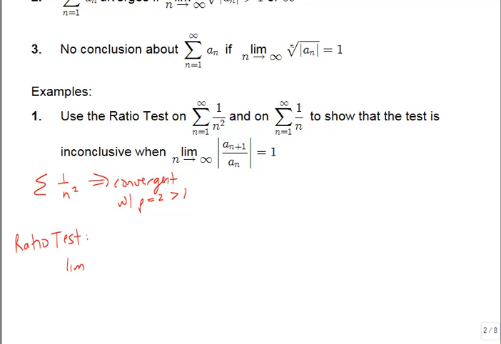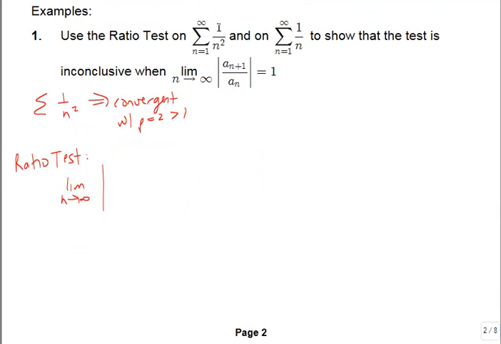By the ratio test, we would want to look at the limit as n goes to infinity of the absolute value of the nth plus 1 term. So the nth plus 1 term would be this formula with n plus 1 plugged in. That would just be 1 over n plus 1 quantity squared. And then we want to divide that by the nth term, which is just 1 over n squared. Now when you multiply that by the reciprocal of the denominator, this is just going to become n squared over n plus 1 squared. And I can drop the absolute values because the squares are going to make this positive anyway.